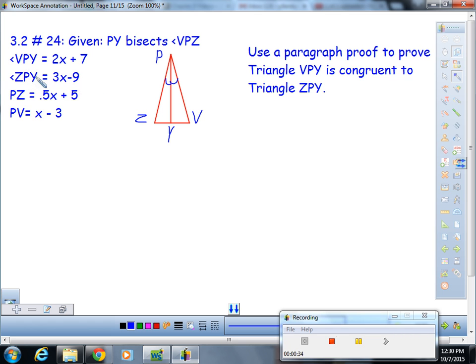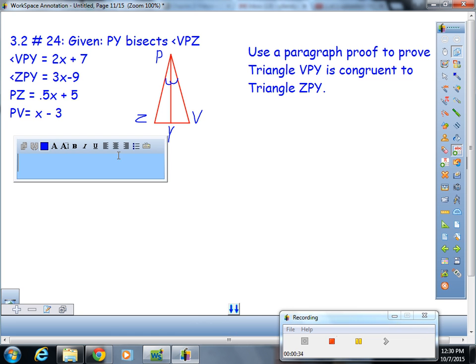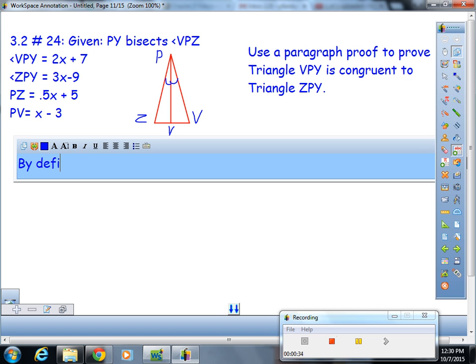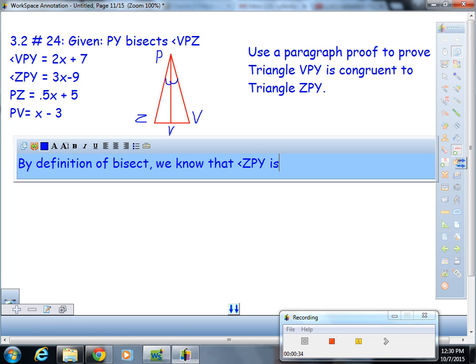Here's how a paragraph proof will look for you guys. You guys are literally going to be typing these out on your air test, so this is a good little practice here. By definition of bisect, we know that angle ZPY is congruent to angle VPY.